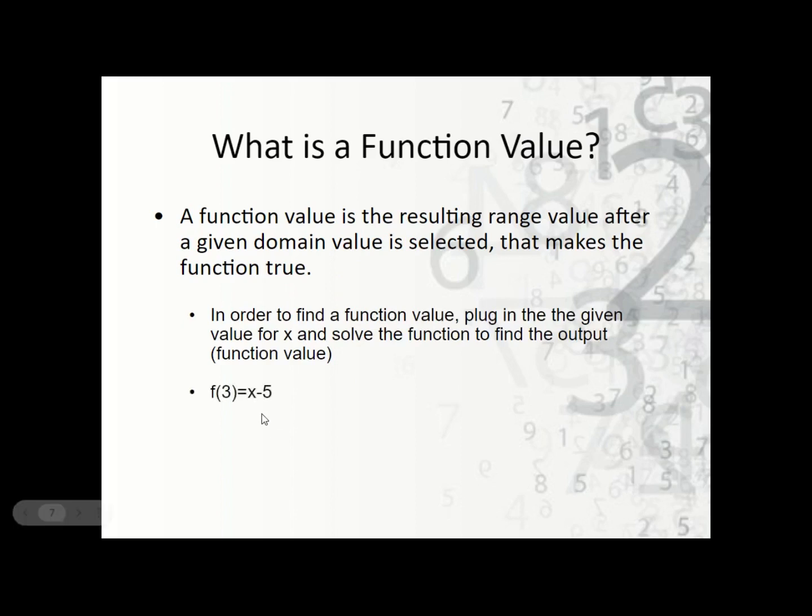So for instance, if I have f(x) = x - 5 and I want f(3), all that means is I'm going to take 3 and plug it in, and the result is what we call the function value. So we plug 3 in for x, and we get 3 - 5, which is negative 2. So negative 2 is my function value.